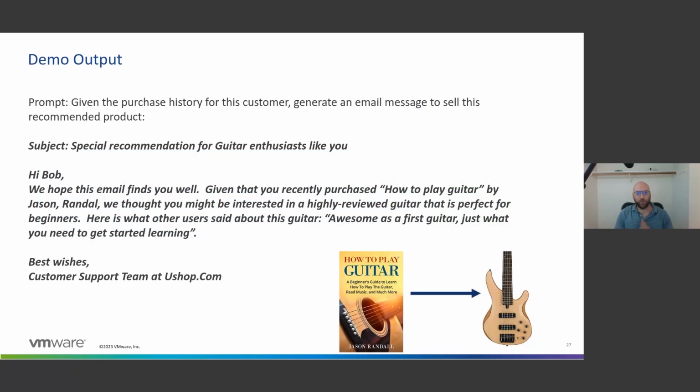And then just as an example, you would see the output, for a person, I think Bob here. Bob had bought this book, How to Play Guitar, and based on the history and the pricing and all these things, we had recommended to him this particular guitar. And this particular guitar had some previous reviews saying that someone similar to Bob had said, hey, this is awesome as a first guitar, just what you needed to get started learning. So that gives us an indication it's probably good for Bob. And we prompt all that information in, and out comes this email.